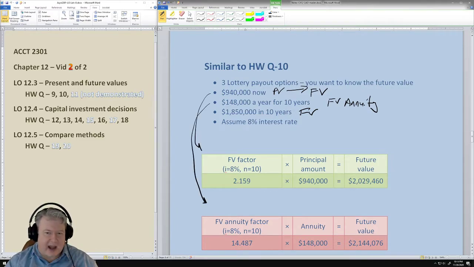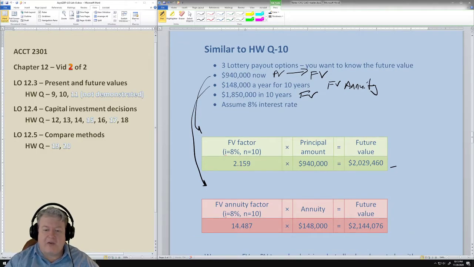So we go ahead and figure it out. 8% interest rate, a period of 10 years. The factor is 2.159, and it figures out to be over 2 million. And then when we look at the 148,000 a year for 10 years, that's even more. So actually, in this case, we shouldn't wait for the 1.85 million in 10 years. That's much less than both of these other options. In fact, getting the 148,000 a year is the best option by a good measure. So that's how you have to look at these different numbers.